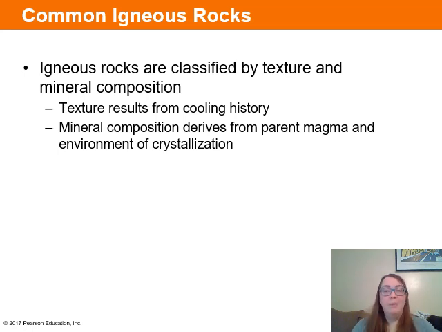And this mineral composition is basically what exactly is dissolved inside of this magma and what kind of environment the minerals started to crystallize or grow in. But we also need to look at the texture of these rocks. Again, the texture is just coming from the cooling history. How quickly or how slowly did it cool off, as well as where did it cool off, inside or outside of the earth.